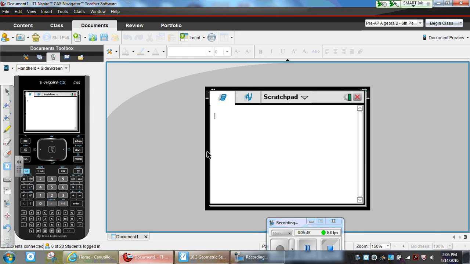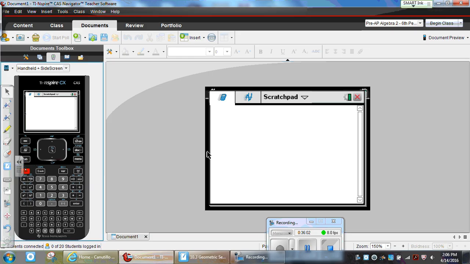So the easiest thing is to get the fraction tool. Control, divide. Then we have a 2 and then parentheses. Where's the parentheses? It's the last one before the letters.